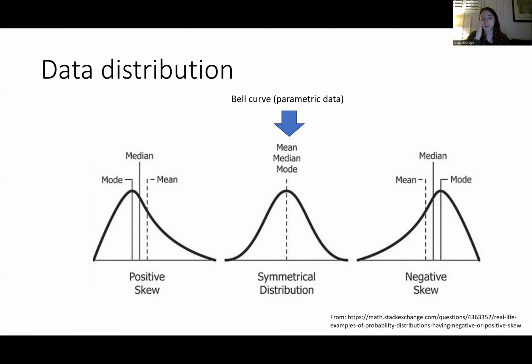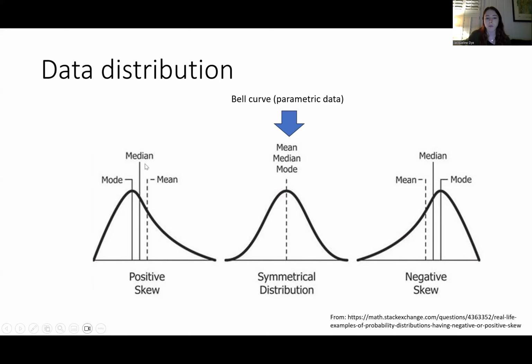When we look at data distribution, we can have different patterns of distribution. So we have here what's called a bell curve, and this is going to be parametric data. This is when the mean, the median, and the mode are all following the same line right here in the middle. So it's even on both sides, very symmetrical on both sides.